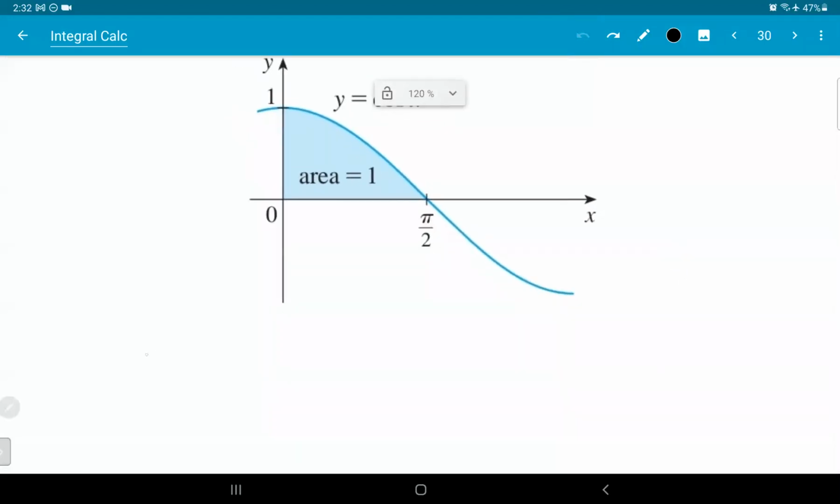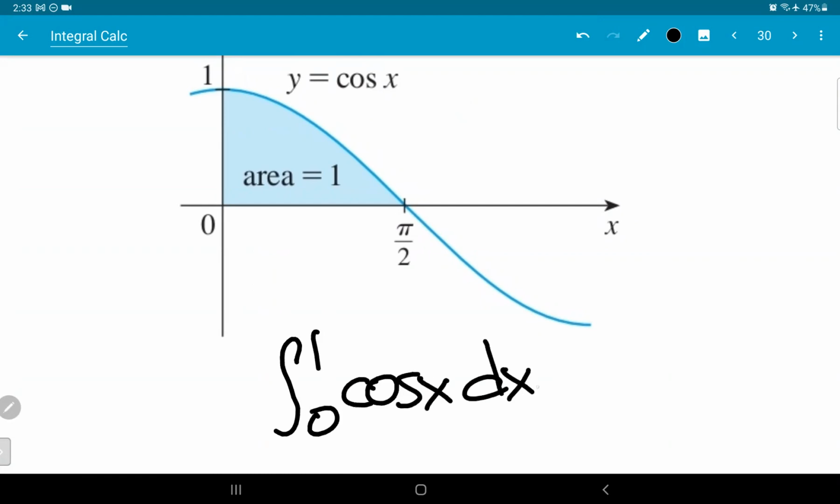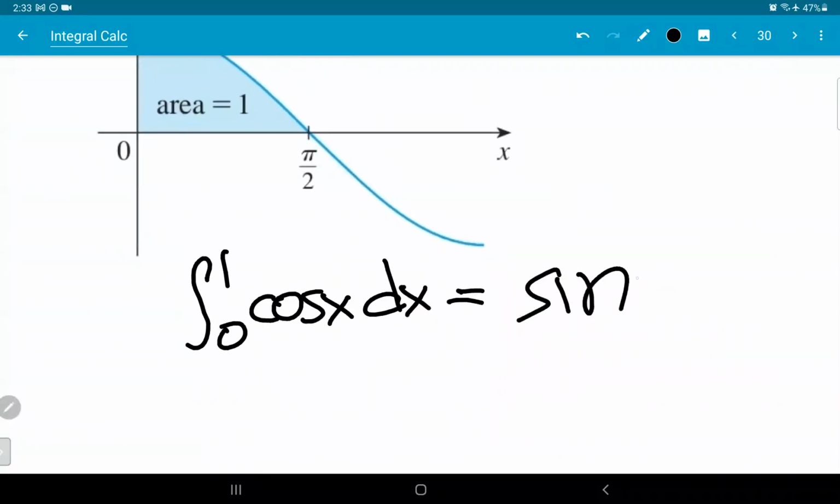By the FTC, the area, which is the definite integral from 0 to pi over 2 of cosine x, will be an antiderivative, which is what? What is the antiderivative of cosine? When you differentiate it, you get cosine, right? Maybe you've forgotten the antiderivative of cosine. Oh yes, positive sign. Because the derivative of sine is cosine. So sine is the antiderivative of cosine. So sine x, and then we plug in the limits.